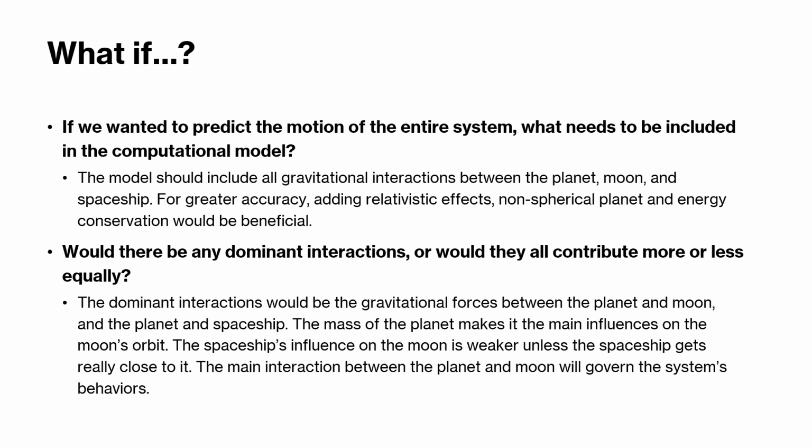Now, would there be dominant interactions? The dominant interactions would be the gravitational forces between the planet and the moon, and the planet and the spaceship. The mass of the planet makes it such a main influence on the moon's orbit, and the spaceship's influence on the moon is much weaker unless the spaceship gets really close to it, so the main interaction between the planet and the moon will govern the entire system's behavior.